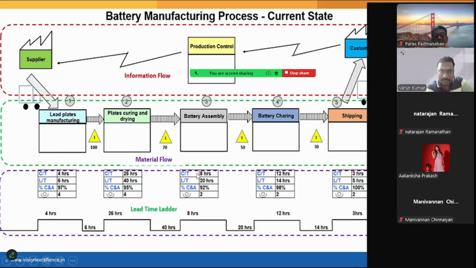92%. Yes, battery assembly. This process stage needs a drastic improvement in the quality performance. Varun, Rajanji, Akanksha, can you see that?